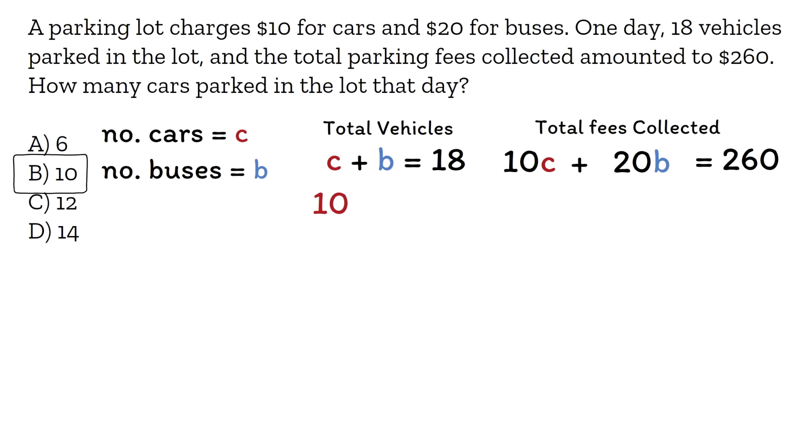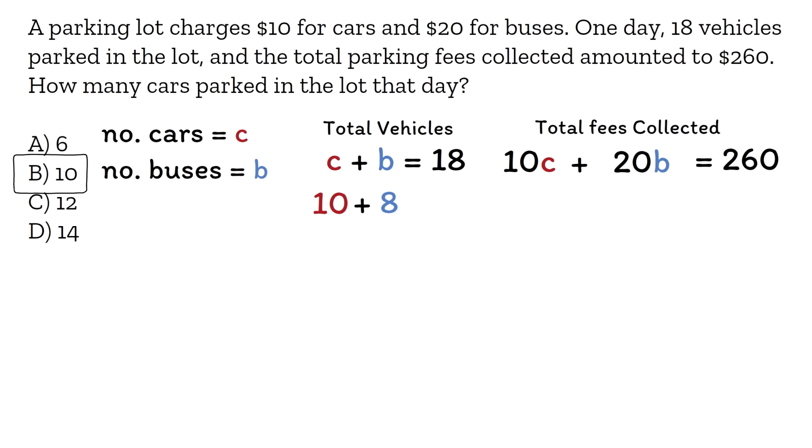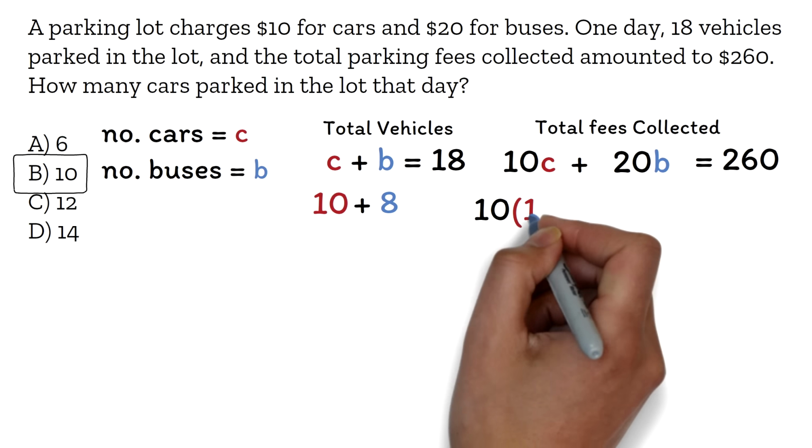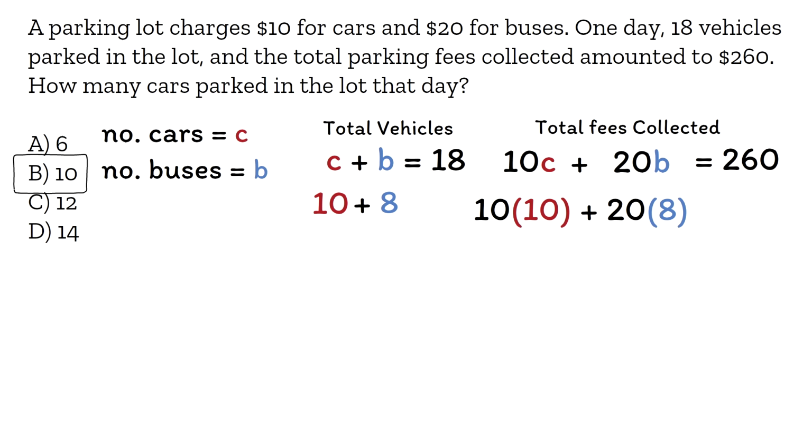We have 10 cars. If we have 10 cars, then we will have 8 buses to get 18 vehicles. We put these values into the equation for the total fees collected. 10 times 10 cars plus 20 times 8 buses. We calculate this to get 260. This is the expected answer, so option B is the correct answer.